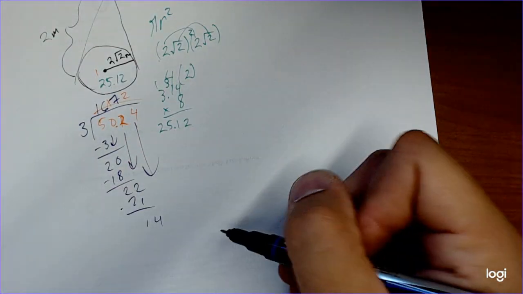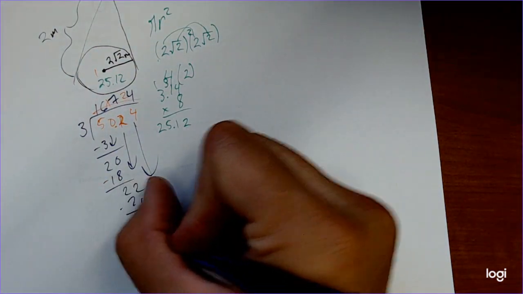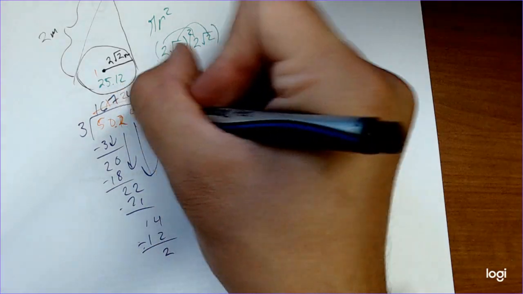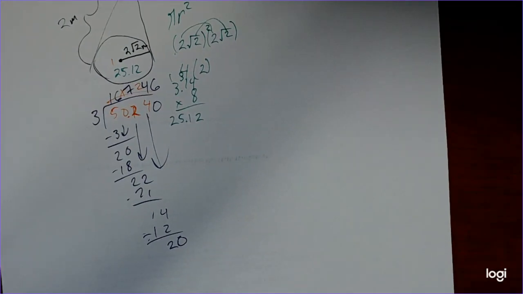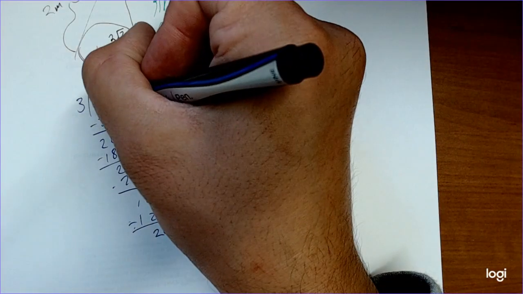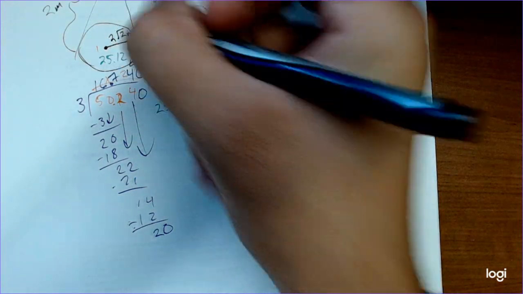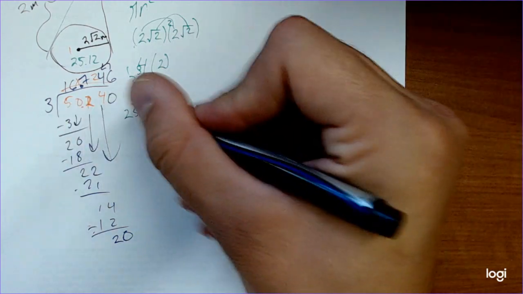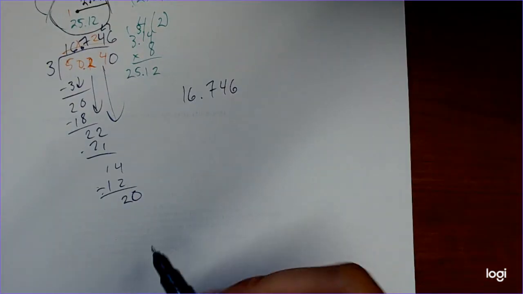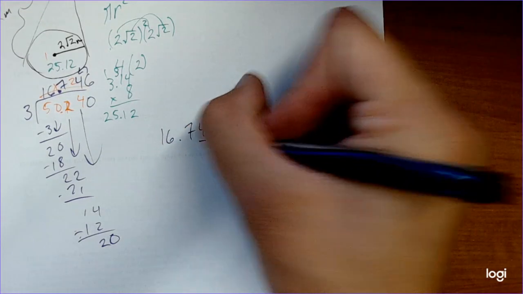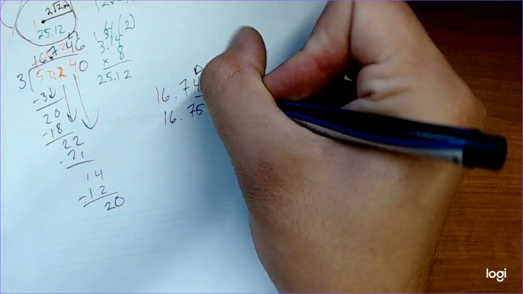Bring down the 4. 3 goes into 14 4 times, right? And I get 12. And then it subtracts to 2, and then I got to put a 0. 3 goes into 20 6 times, but thankful for me, the problem said round the answer to 2 decimal places. So if I bring my decimal point up, I'm already at 3, so all I have to do is round this 4. The answer I got is 16.746, and the answer could keep going, but they said I could round to the second decimal place, so that 6 makes that 4 round up to 16.75.